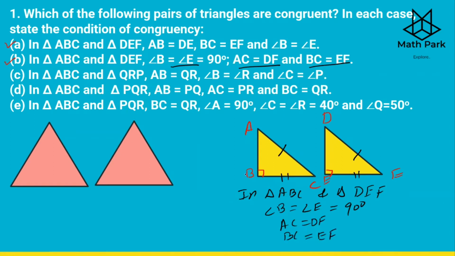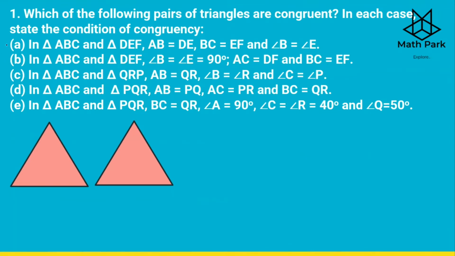Now these triangles are right triangles. The side which is opposite to the right angle is called the hypotenuse. So we have hypotenuse AC is equal to hypotenuse DF. So therefore you have triangle ABC is congruent to triangle DEF by RHS. RHS means R stands for right angle, H stands for hypotenuse, and S stands for one of the sides. So if the right angle and hypotenuse of the two triangles are equal, and one of the corresponding sides is equal, the triangles are said to be congruent by RHS.